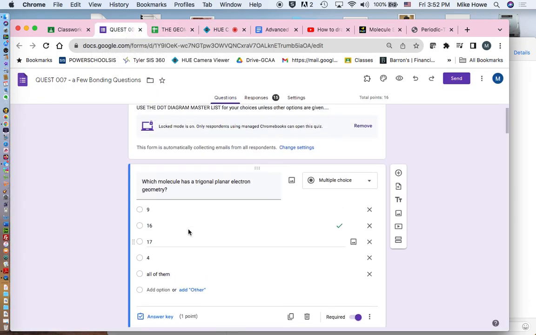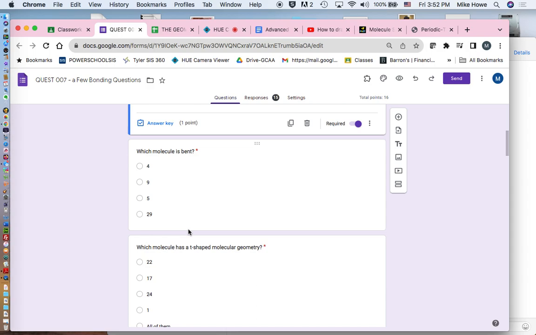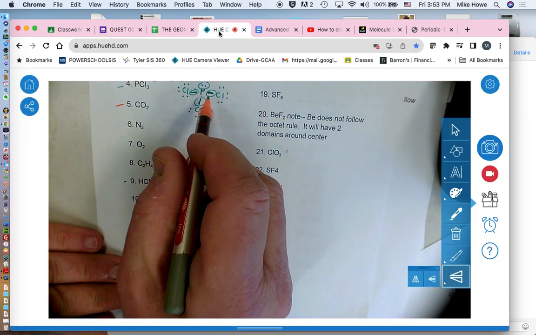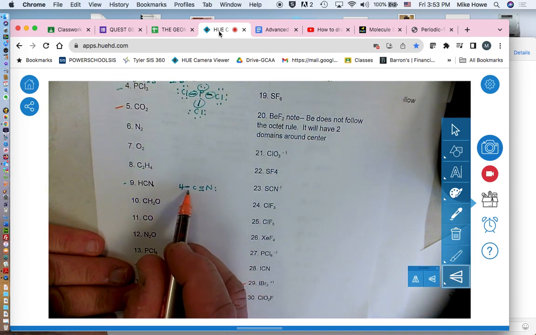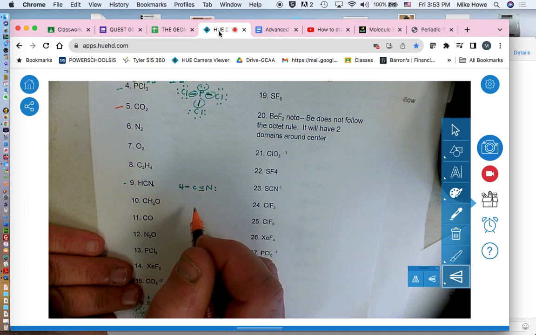All right, next question. Which molecule's bent? So 4, 9, 5, and 29. Okay, we've already drawn 4, and it's not bent. There's 4. It's a pyramid. We've already drawn 9, and it's linear. It's a straight line because there's nothing around this center atom to cause it to bend.